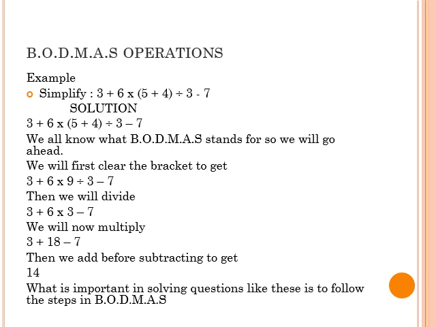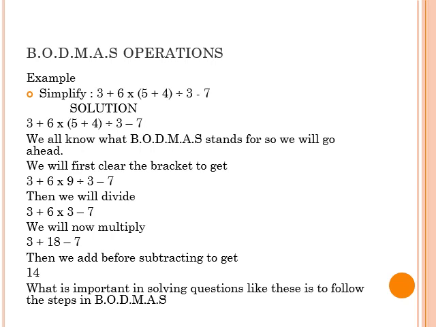Then we go back to our BODMAS and look at it. The next one here is multiplication. So we have to multiply 6 by 3. 6 times 3 is 18, so we have 3 plus 18 minus 7. Then we add before we subtract. When we add 3 to 18 and then subtract 7 from it, we get 14. That is our answer.